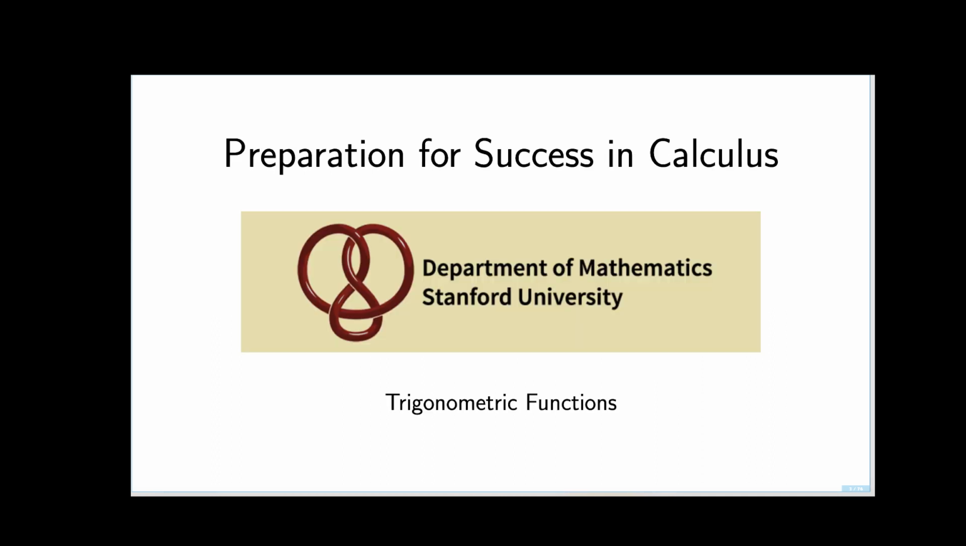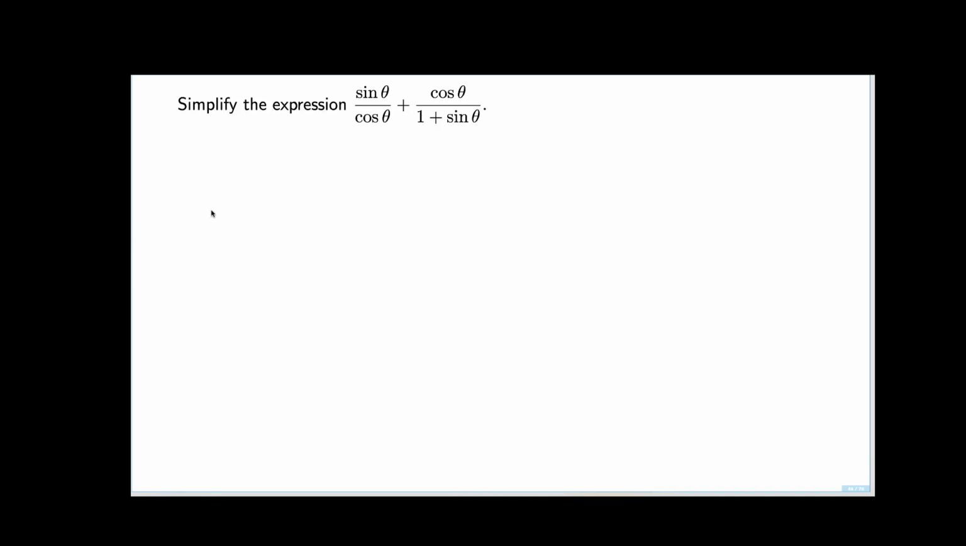In this problem on trigonometric functions, we're asked to simplify the expression sine theta over cosine theta plus cosine theta over 1 plus sine theta. So the first thing we'll observe about this expression, we have two separate fractions, so let's go ahead and find a common denominator. Our common denominator will be cosine theta times the quantity 1 plus sine theta.